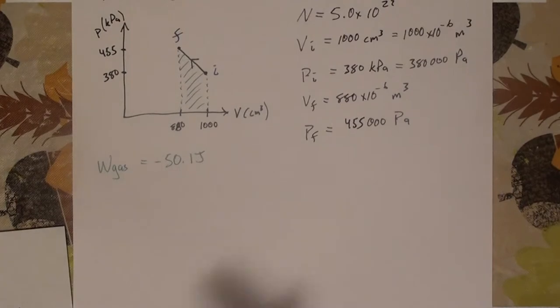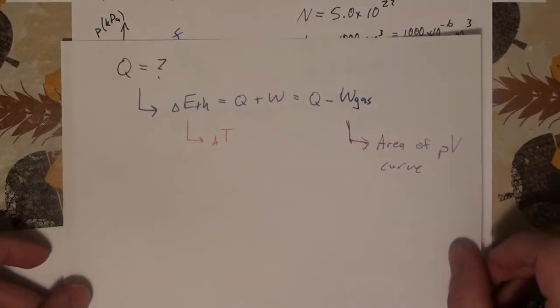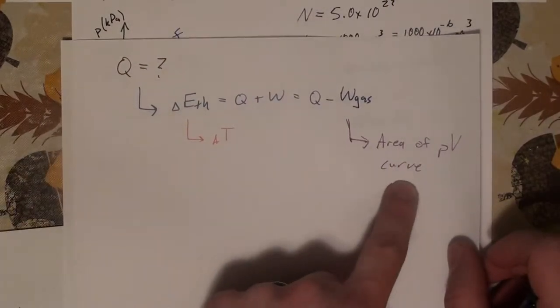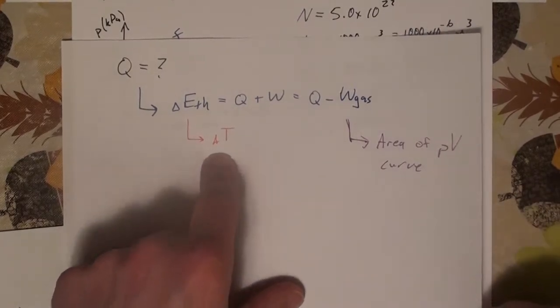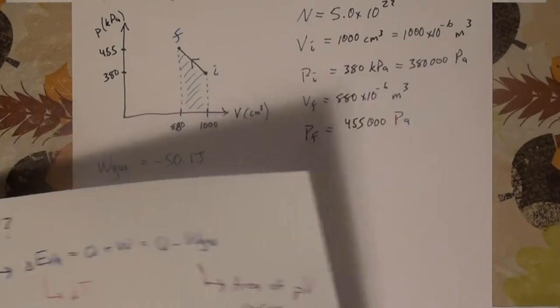So if we go back to our scheme here, we figured this one out. Now we need to figure out delta T. So how do we find delta T? Well, we need T final and T initial.